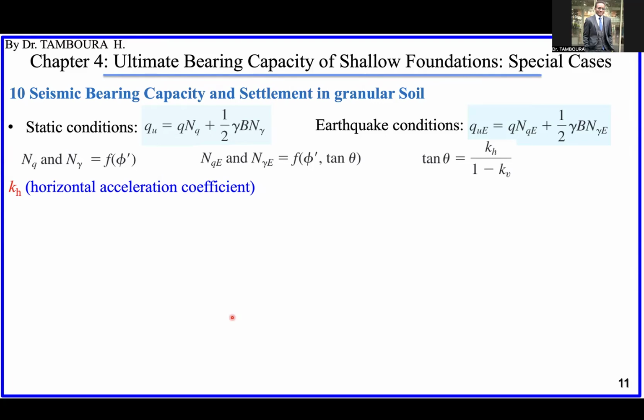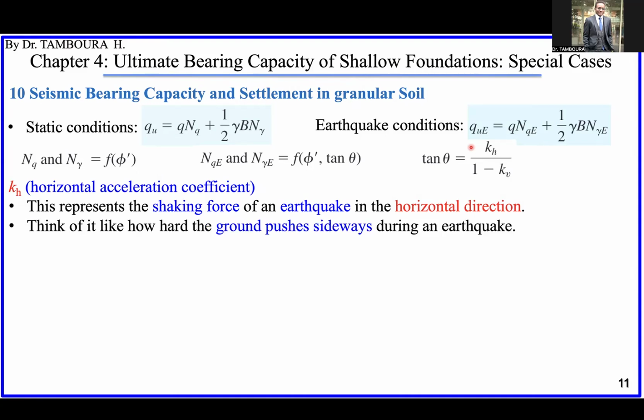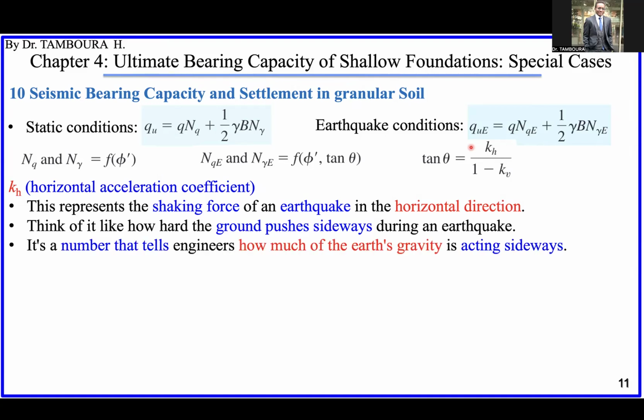Okay, so the difference between vertical and horizontal, let's explain again deeply for those who are not familiar with earthquake engineering. So horizontal acceleration coefficient, kh, this one represents the shaking force of an earthquake in the horizontal direction. Okay, so for example, when the ground is pushing sideways during an earthquake, the ground is pushing hard.